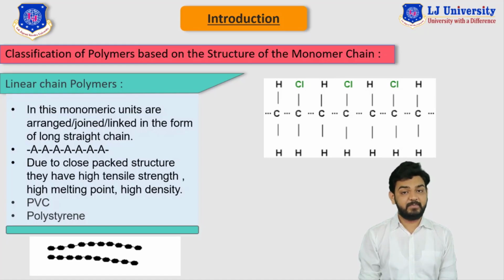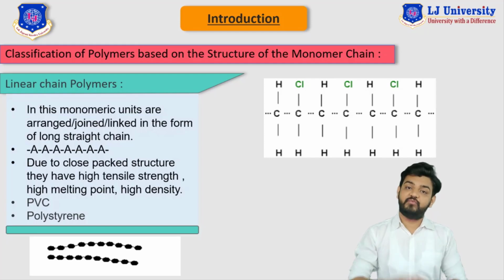Now, in the upcoming lecture, we will be discussing the cross-linked polymer and the branched polymer, as this question is very important from the exam point of view. This question can be asked as classify polymers based on the source of availability, or it can also be asked as classify polymers based on the monomeric structure or the monomeric long chain.